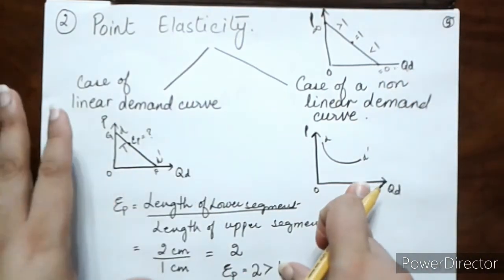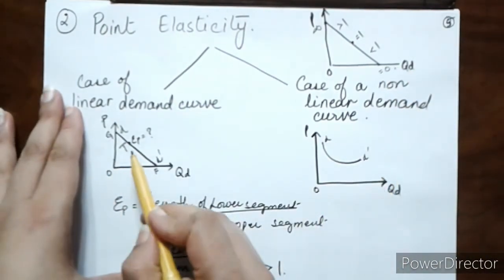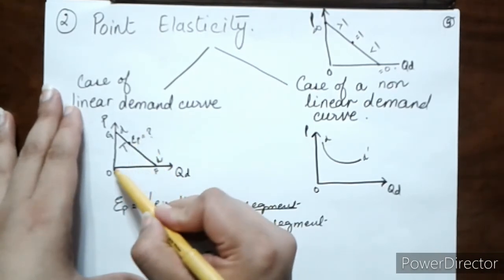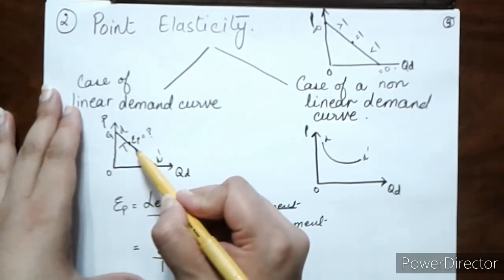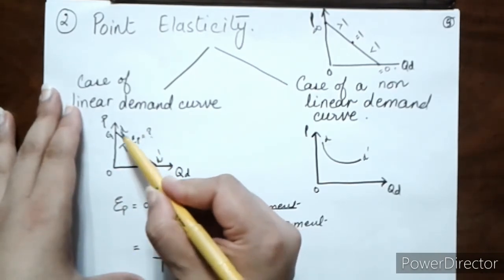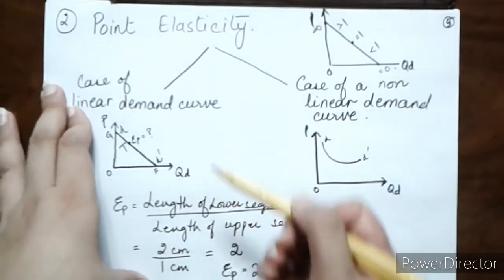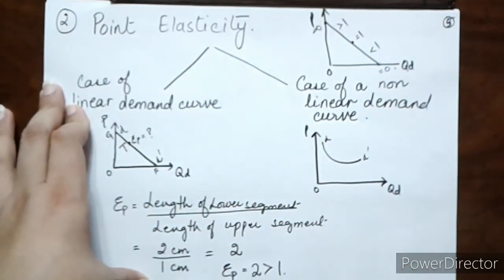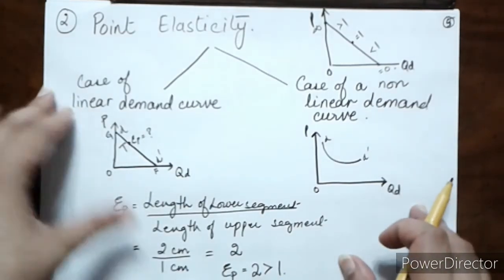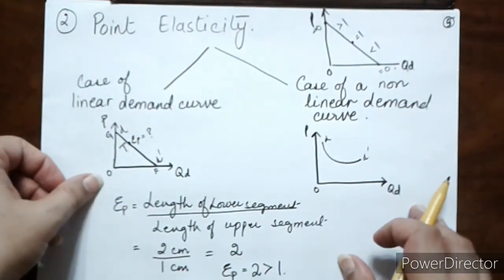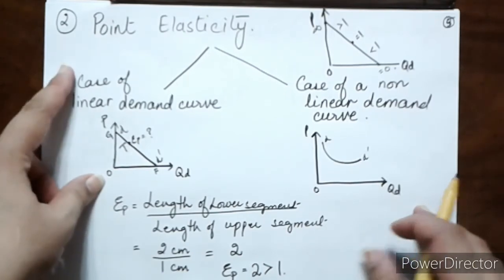Now, even if you had not used this formula, just by looking at the point, you could have guessed that it is a little above the middle point, so elasticity will be greater than 1, and when you measured it, it actually came out greater than 1, which means it's elastic. Whatever commodity is being discussed, its demand is elastic enough.